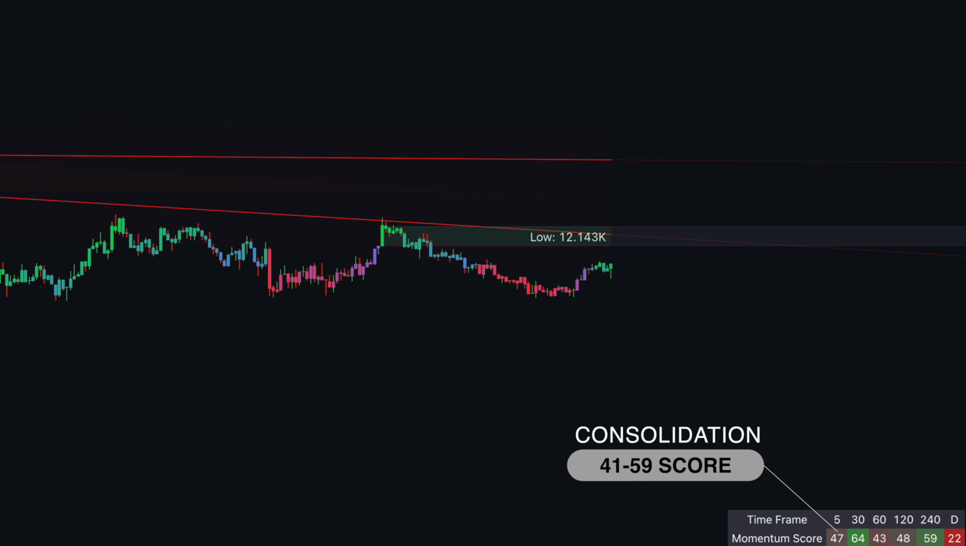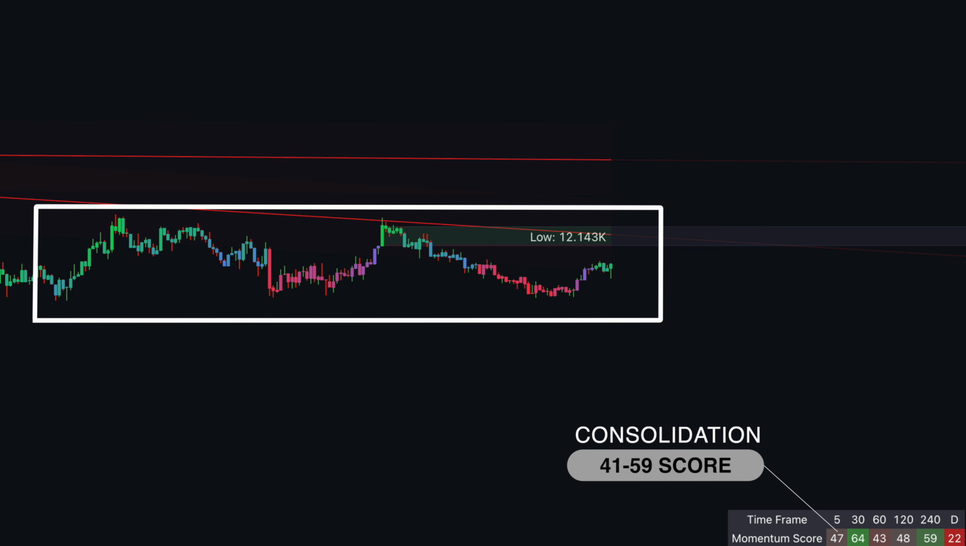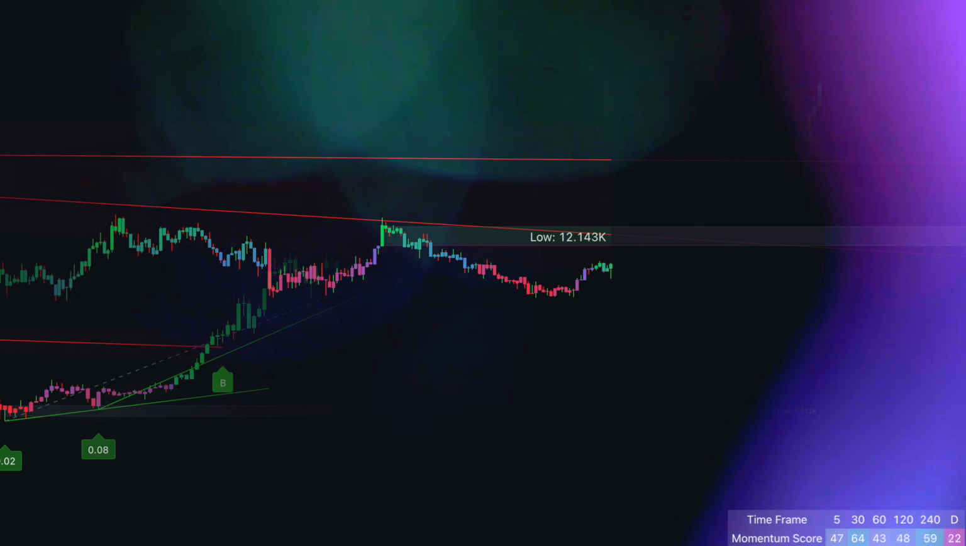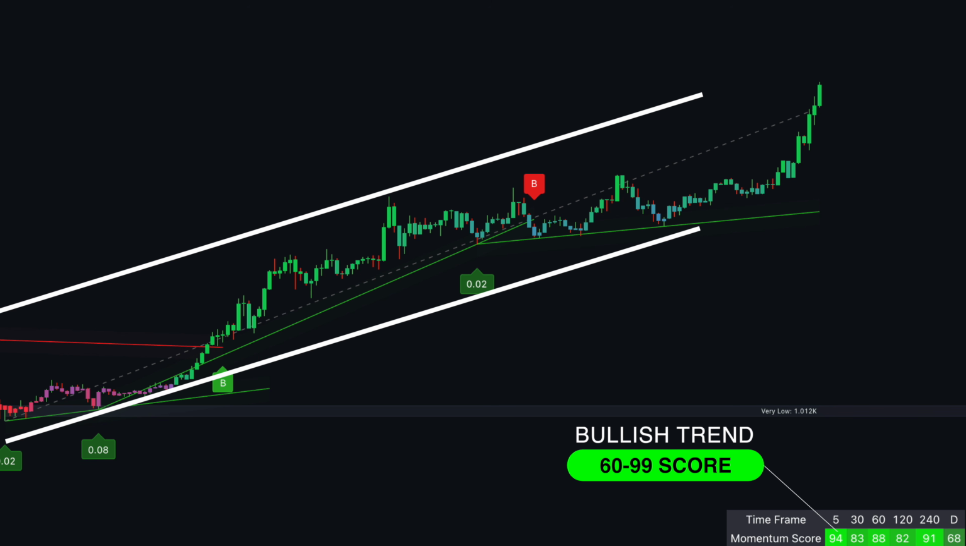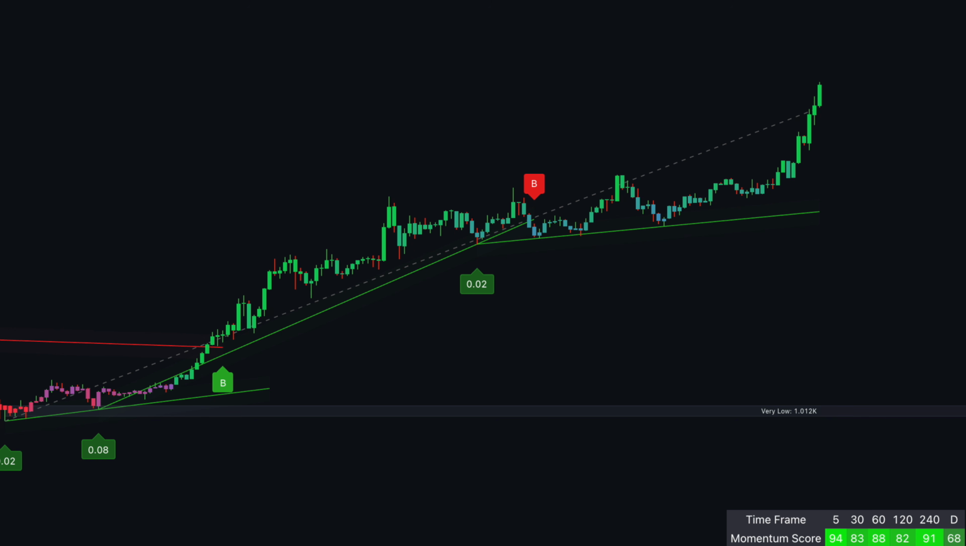Scores within the 41 to 59 range indicate a lack of clear momentum in either direction. This could imply a consolidating market or a potential transition phase between bullish and bearish trends. Higher scores between 60 and 99 signal bullish momentum, with the asset likely experiencing upward price movement in the specified time frame. Scores closer to 99 represent stronger bullish momentum.